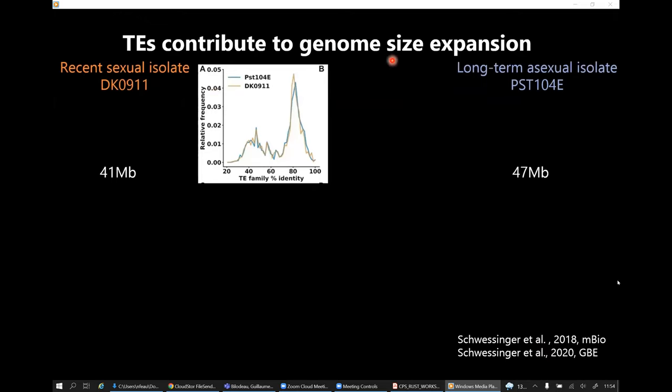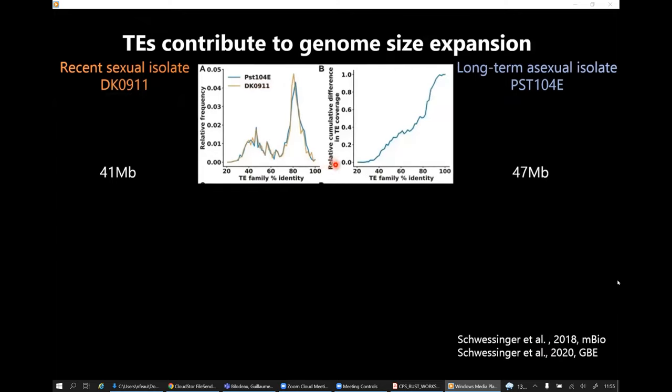So the TE contribution to the genome size is basically they have the same age, so TE family identity is kind of a proxy for TE age. So you see that both PST104E and TK911 have the same profile here. And then when you see when the different strains accumulated differences in the amount of transposable elements, you had really a burst here at this 85% identity.